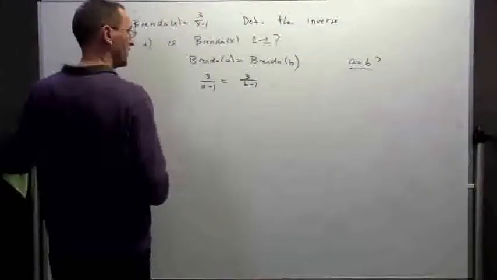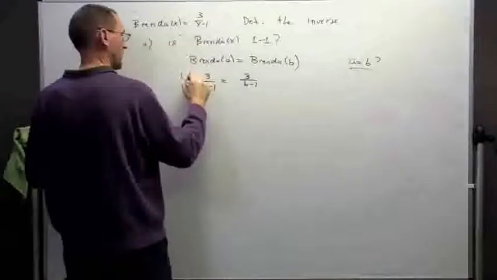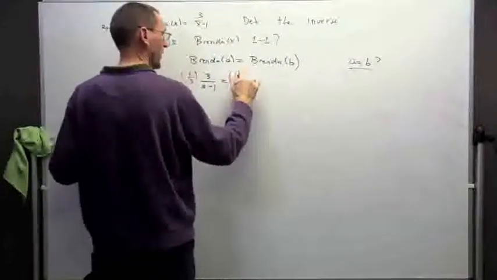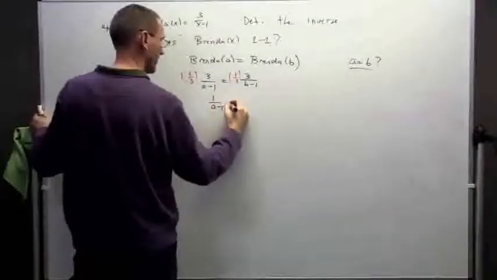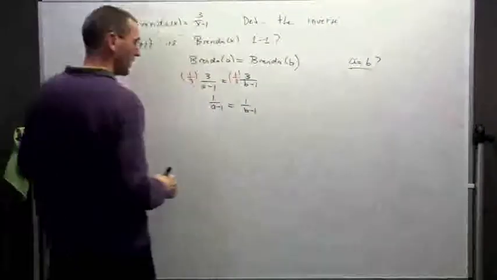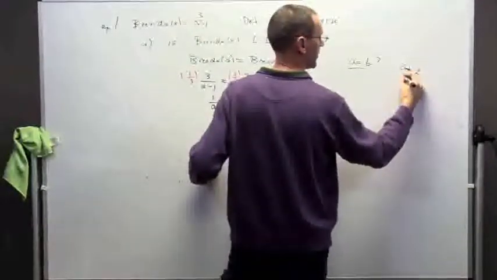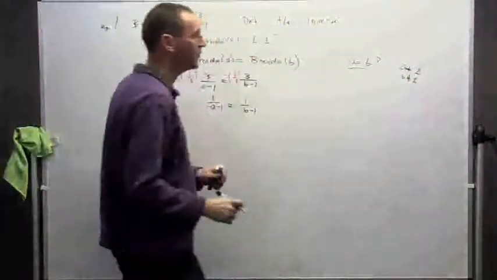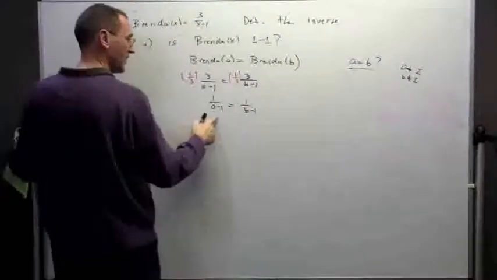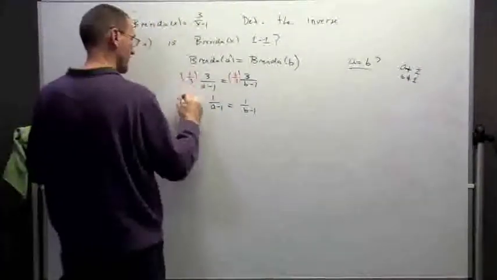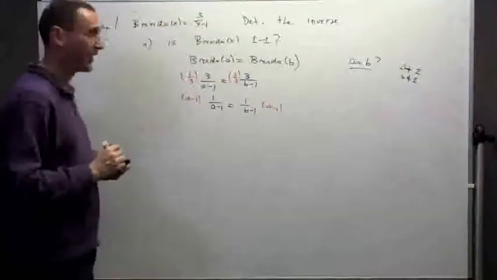So let me do this. Let me divide both sides by 3. So I do that to the left, I've got to do that to the right. So now these 3's cancel. Okay, now I've got to be careful here. A can't be 1, B can't be 1. Okay, otherwise that's not in the domain of this function. Let me multiply both sides by a minus 1. And if I multiply one side by that, I got to do both.